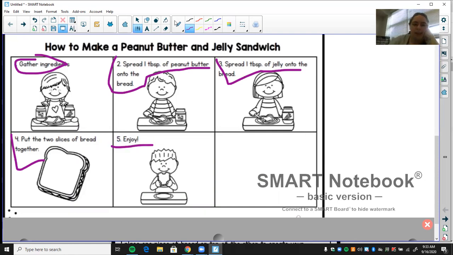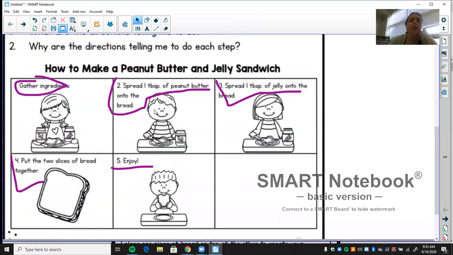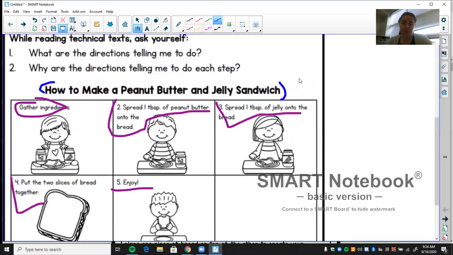So let's look at that. Let's look at what are the directions telling me to do? So what is this telling us to do? Let's look right here in this title. What is that telling us? It tells us right here the answer, how to make a peanut butter and jelly sandwich. So the directions are telling us how to make a peanut butter and jelly sandwich.